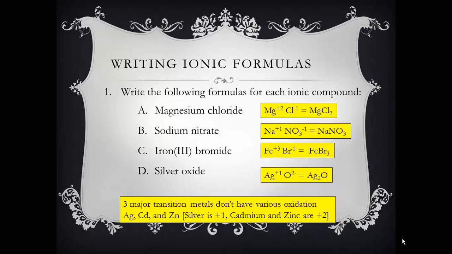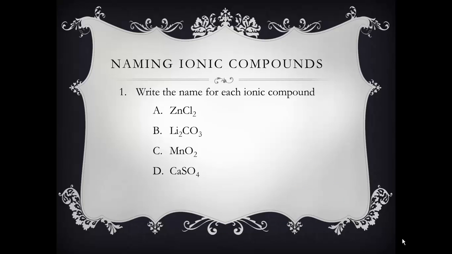So here they list the 3 major transition metals that don't have various oxidation numbers: silver, cadmium, and zinc. Silver is +1, cadmium and zinc are +2. So you have to memorize those.